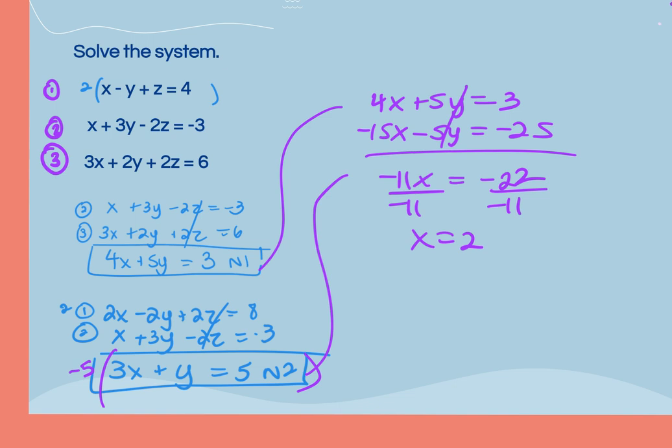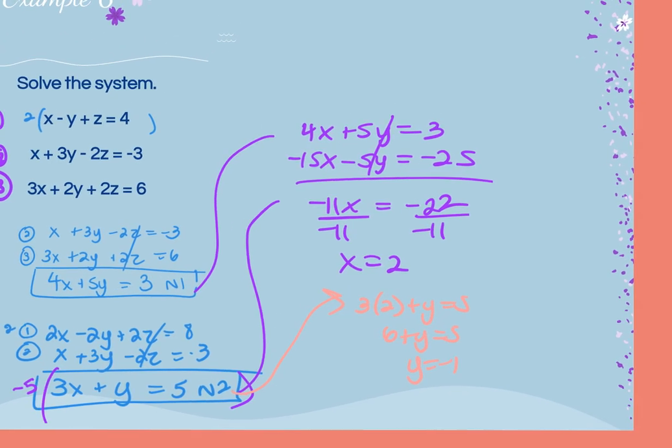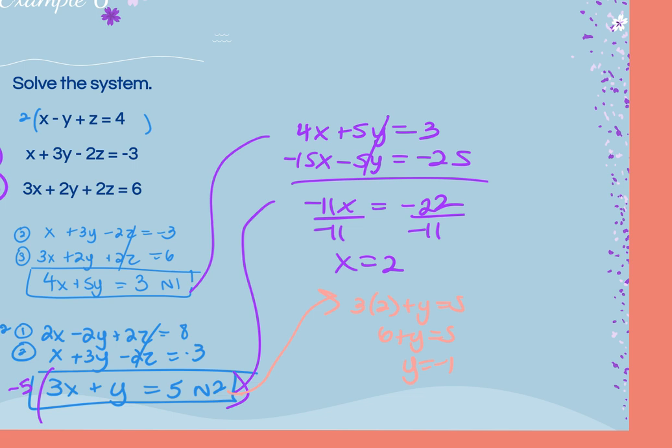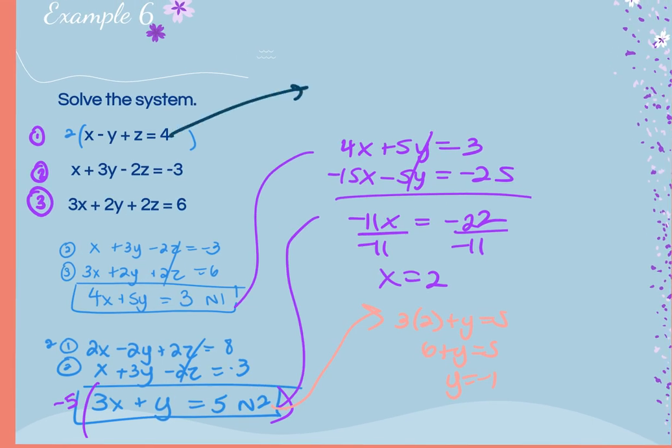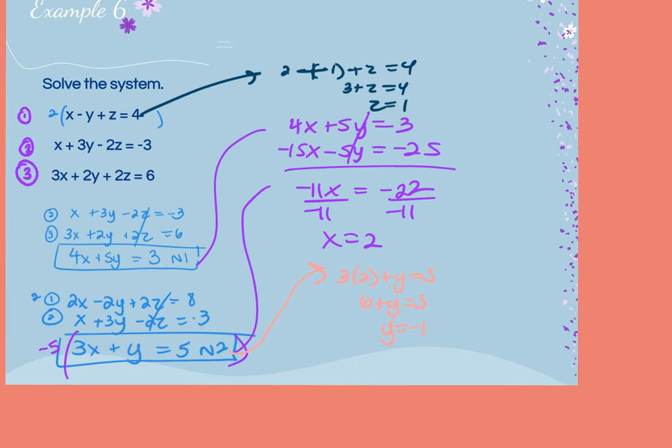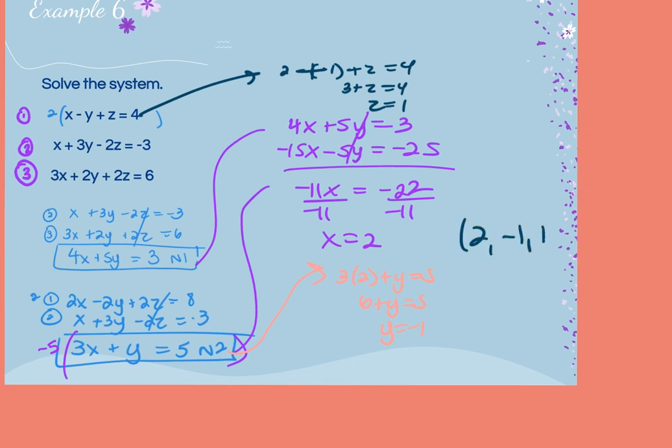Then where do I plug that back in? One of the new ones, right? So which one did you do? The bottom one? Okay. So 3 times 2 plus y equals 5. 6 plus y equals 5. And y equals -1. And then where do I plug those into? Good. One of the original ones. So which one did you pick? The top? So x is 2. y is -1. Plus z equals 4. This becomes plus 3 plus z equals 4. And z equals 1. 2, -1, 1.